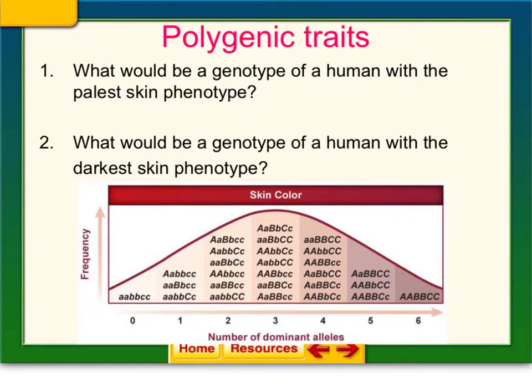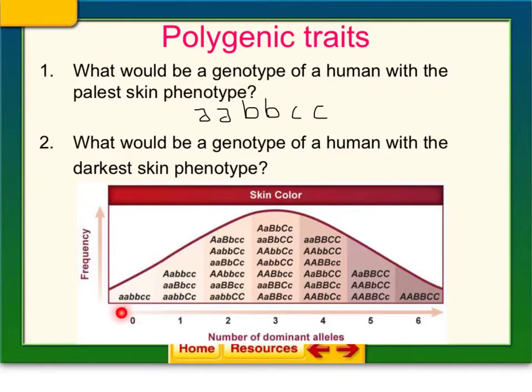Okay, so here we have our first problem. Number 1 says, what would the genotype of a human with the palest skin phenotype be? If you look at your bell curve here, obviously down here is our palest. They have the most recessive alleles for skin pigment. You can see that all of our alleles are recessive. We have both recessive A's, recessive B's, and recessive C's. So that will be the palest skin pigment.